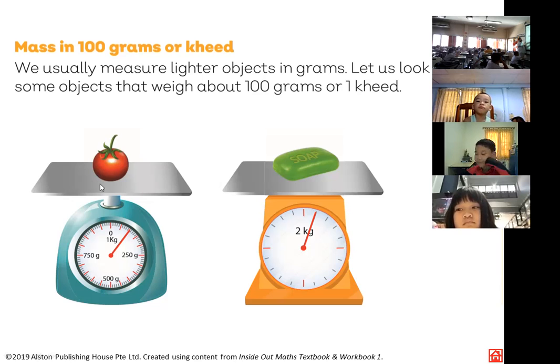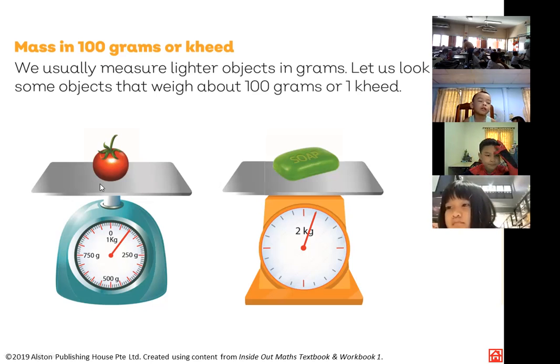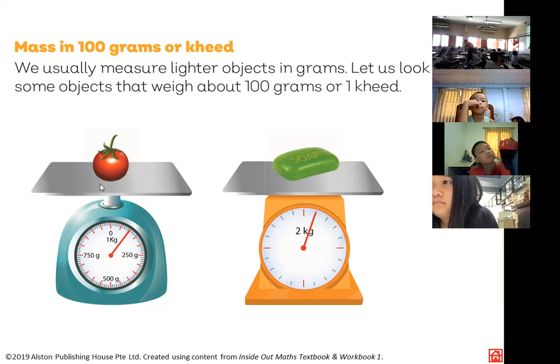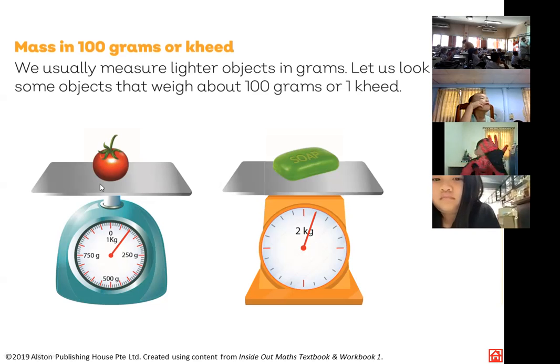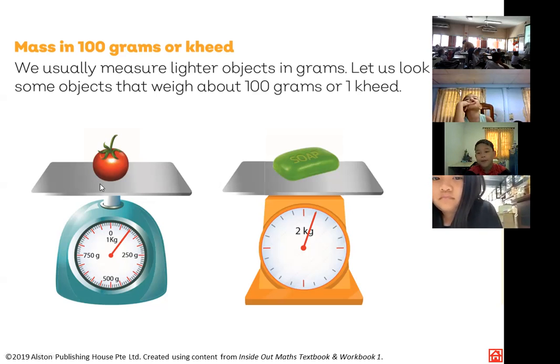50, 100, 150, 200, 250. So, how much is this one? Let's write it on the board. It starts with 50, 100, next one, 150, 200, 250. Here is our 250, yes? So our first one is 50. Next one, 100. 100 kg. There we go.